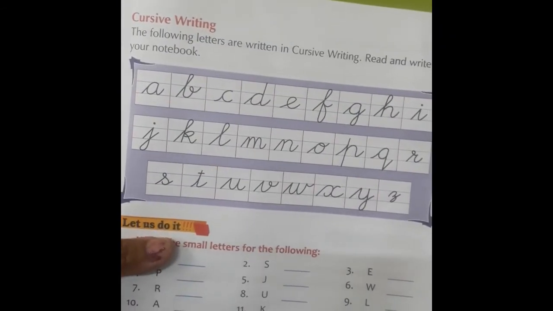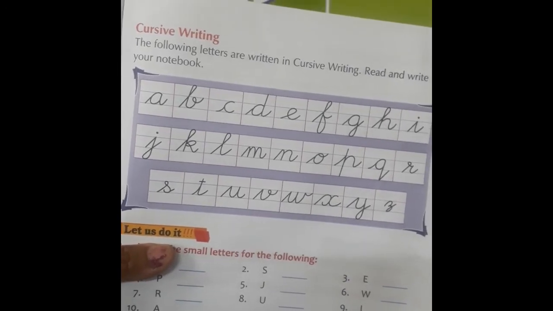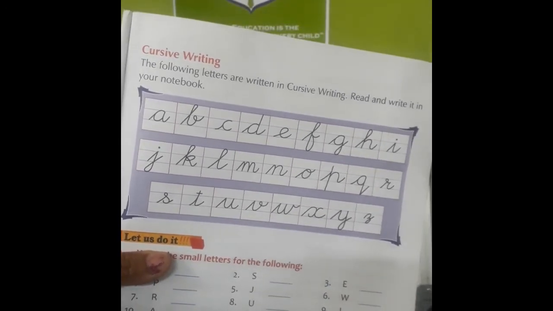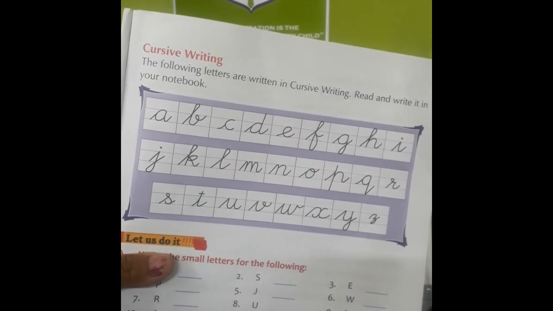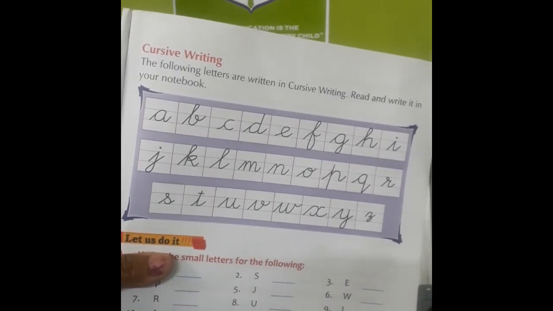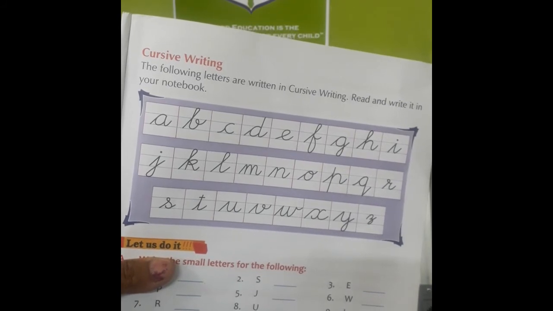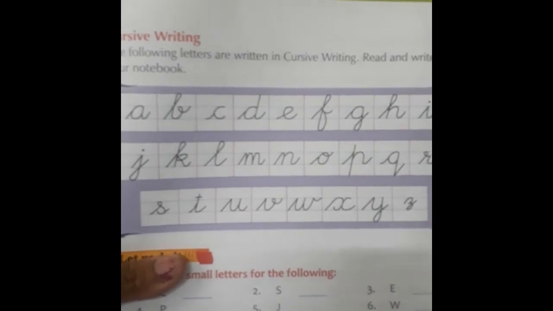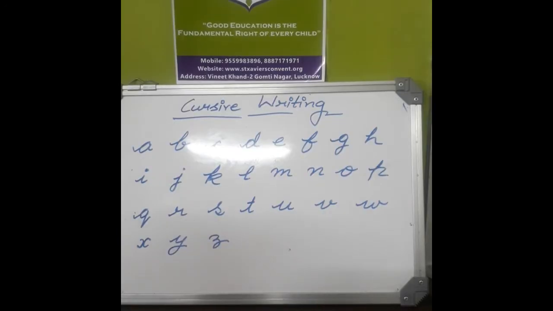Now see in your exercise, cursive writing. The following letters are written in cursive writing. Read and write it in your notebook. You should write cursive writing in your notebook also. Now see on the board how to write cursive writing. You should do this cursive writing in your notebook also, and do it neat and clean. Look at the board.